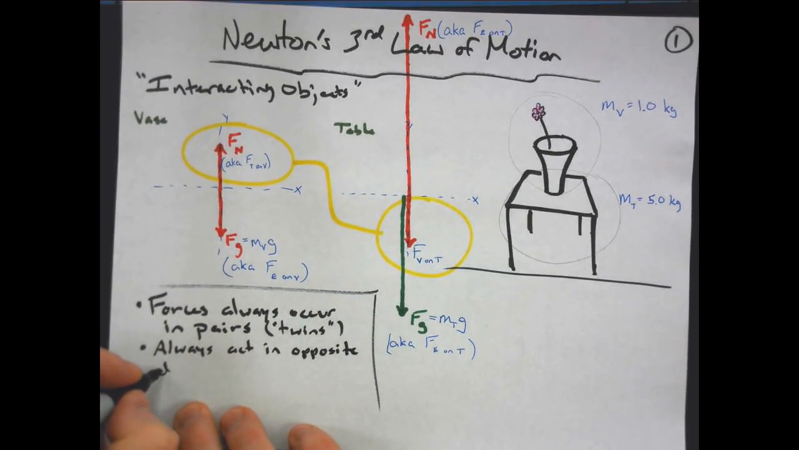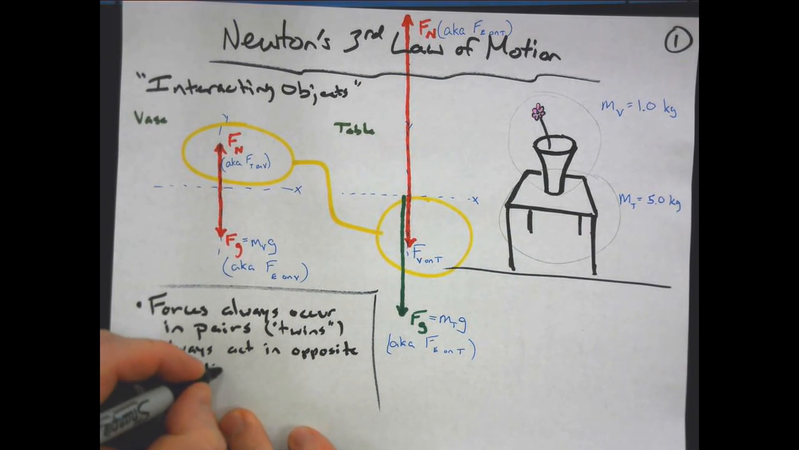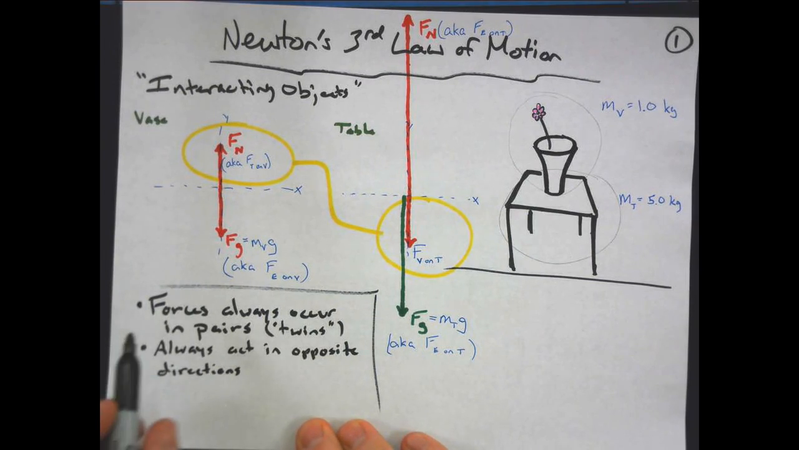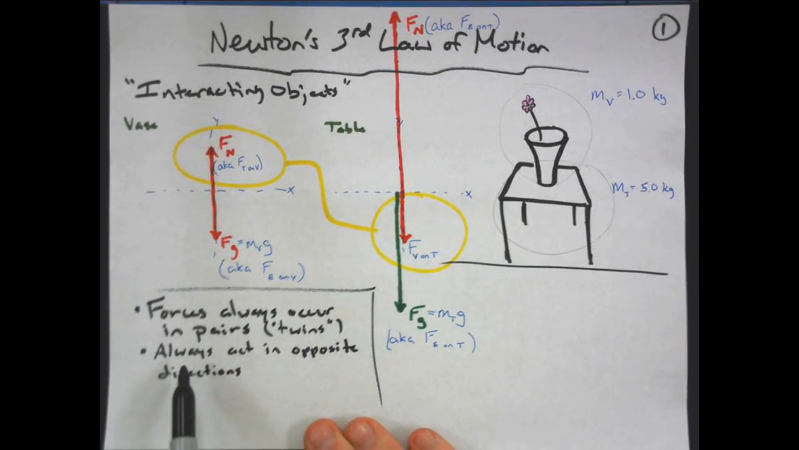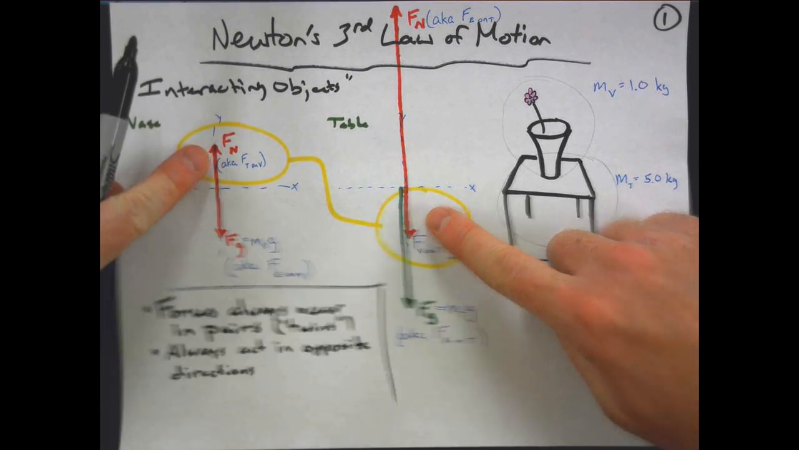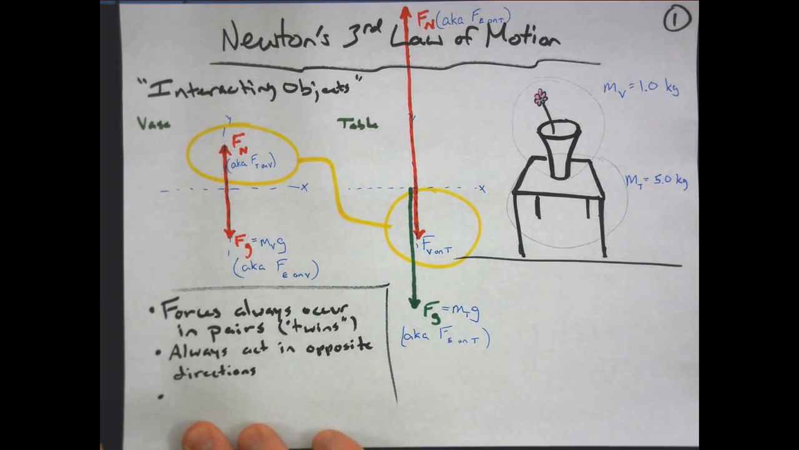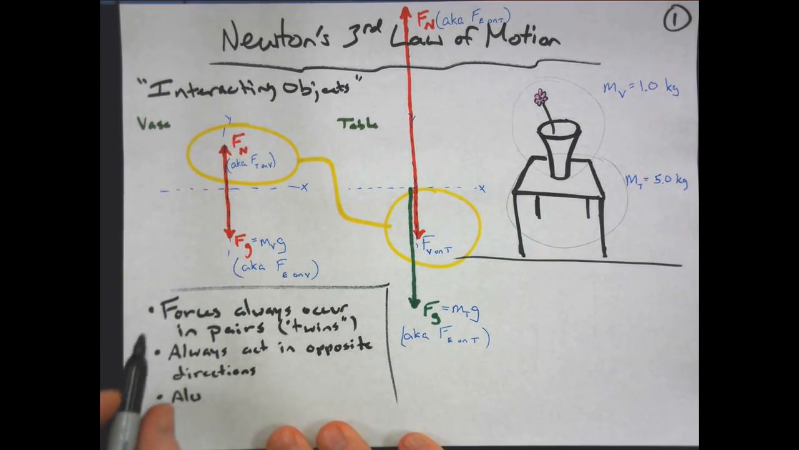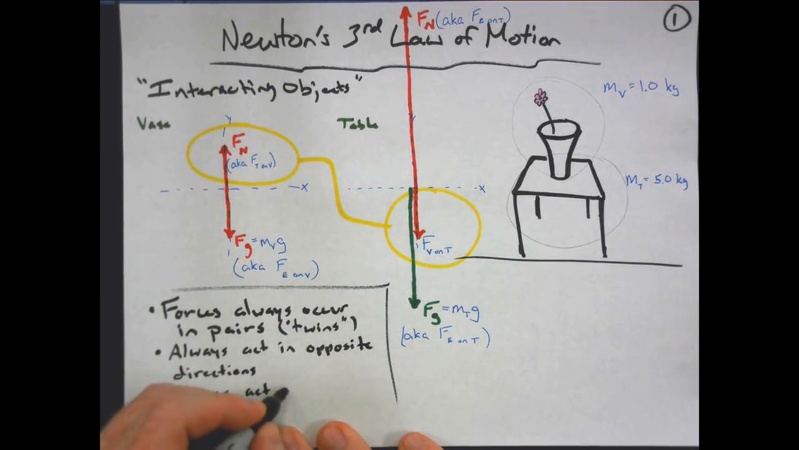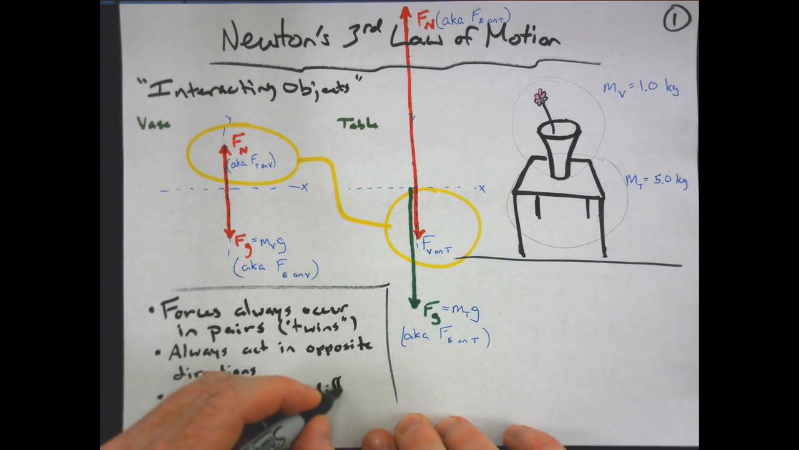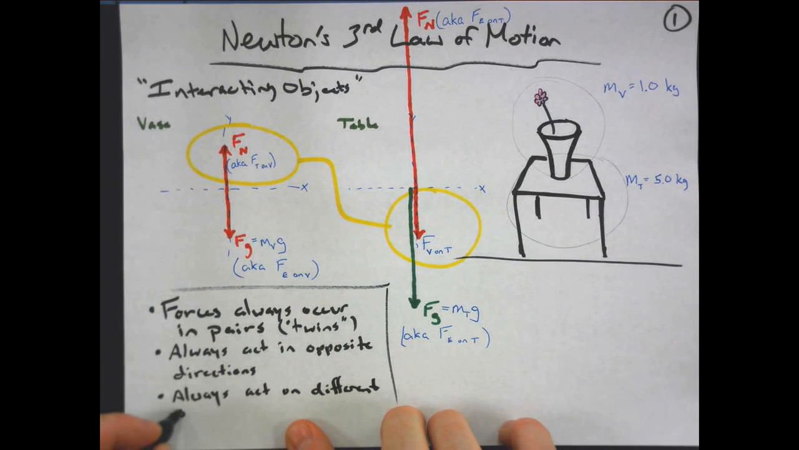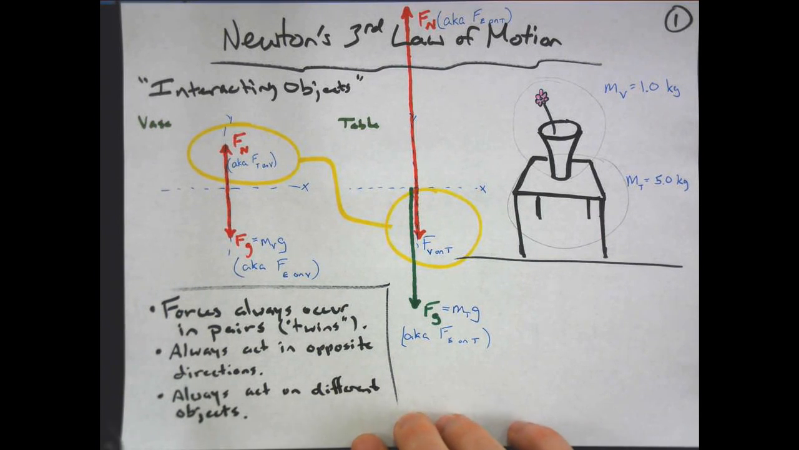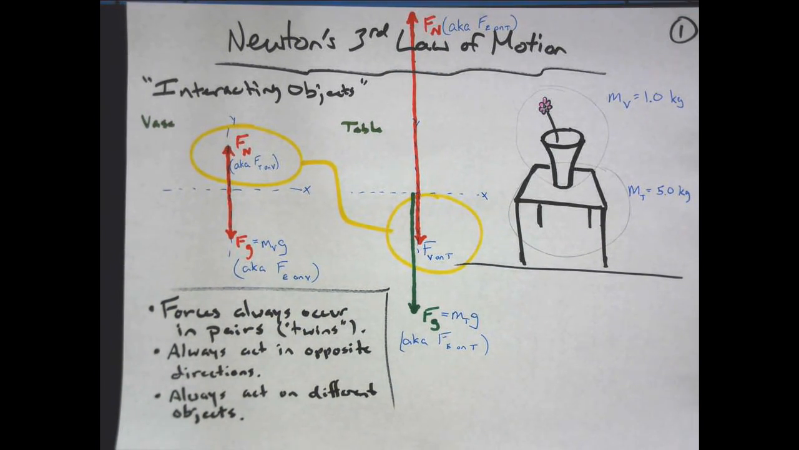Come on, paper, hold still. So forces always occur in pairs. They always act in opposite directions, so you can see that right here. And there's one more very important thing that's often unsaid. The two forces in a pair, or the two forces in that set of twins, always act on different objects. And that's often overlooked. So those three things about Newton's third law are really important.